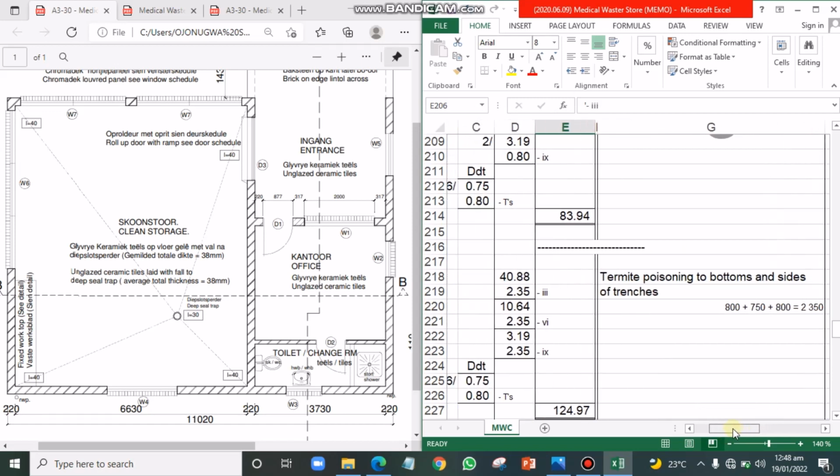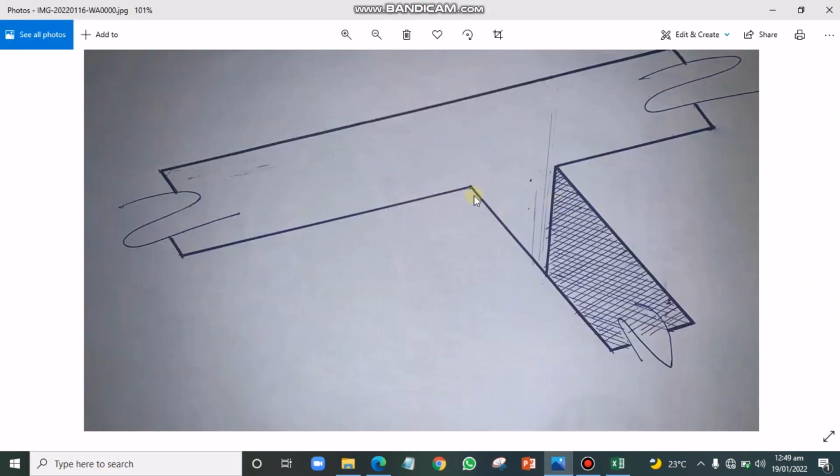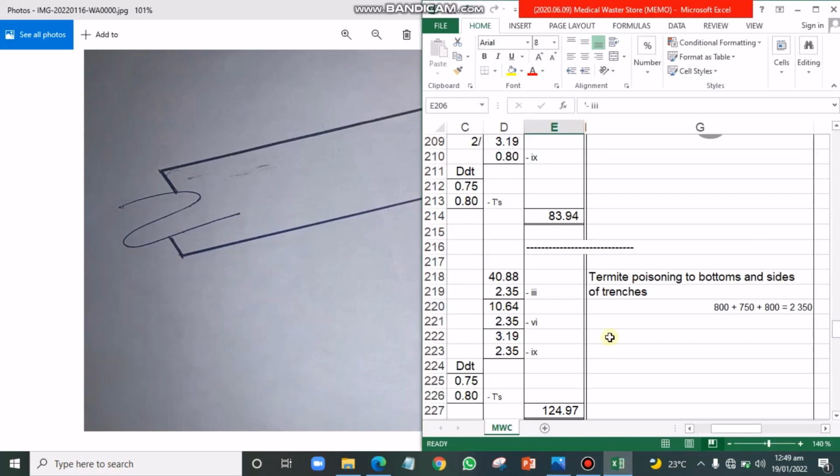So let us round this up as fast as possible. For anti-termite treatment, which is anti-termite poisoning to the bottom and sides of the trench, we need to get the girth of the trench. So to get the girth of the trench, we are going to pick up the width, that is the bottom, then the depth of one side plus the depth of the second side. That is how we get the girth of the trench for anti-termite treatment. Remember, it's only for anti-termite treatment. The width plus the depth of one side plus the depth of the second side will give you the girth for anti-termite treatment. And that is what we have done here.